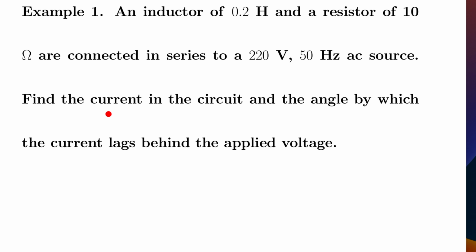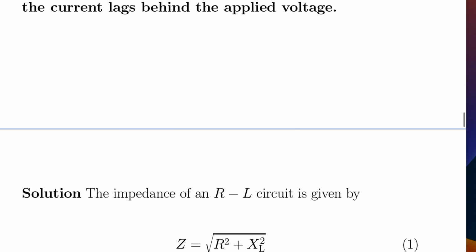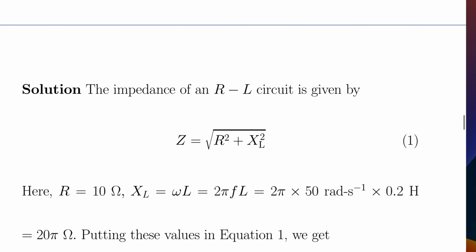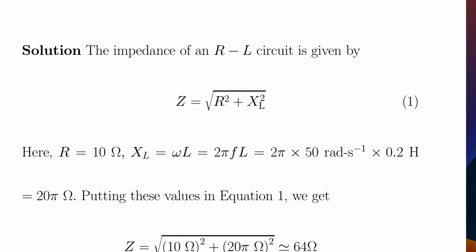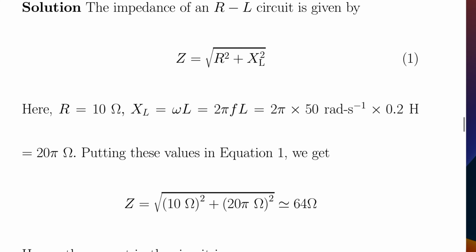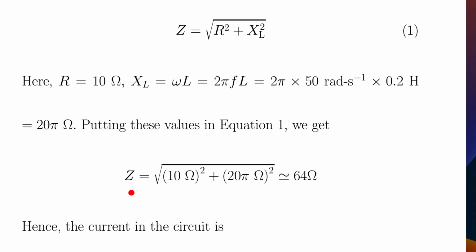We have to find out the current in the circuit and the angle by which the current lags behind the applied voltage. So what is the impedance? Impedance of the RL circuit is given by Z equal to root over R square plus XL square. Put the respective values here. You get here value of Z as 64 ohm.